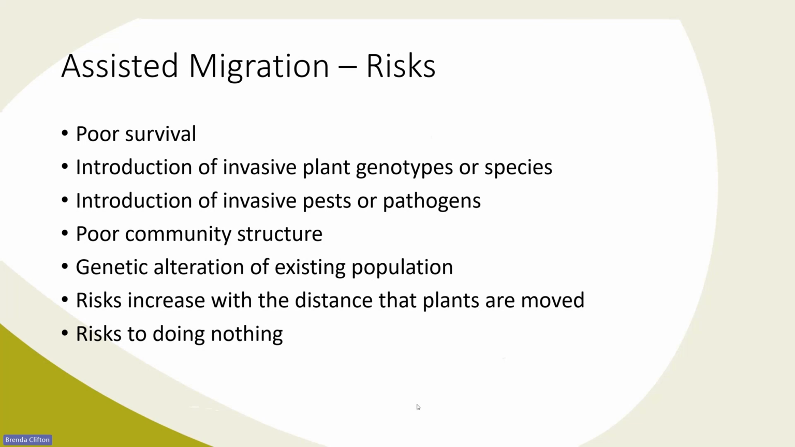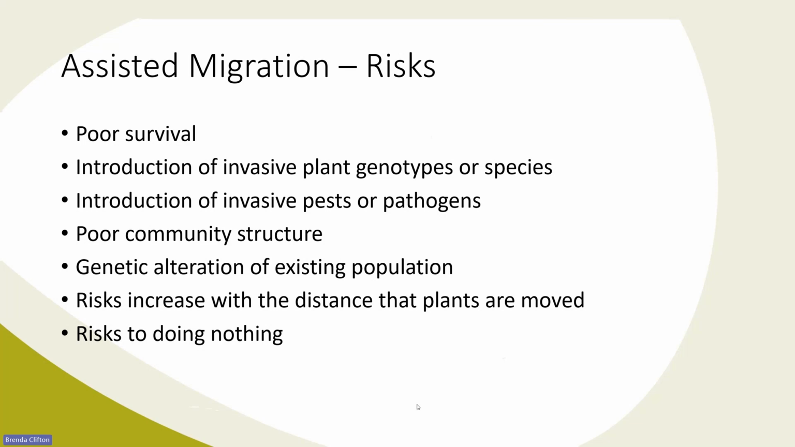Assisted migration could result in poor community structure. For example, if you're moving a redwood from California, are you also moving the understory ferns that come with it? And if you put it into a riparian planting in Western Washington, is it going to fill the same role that it fulfilled in California? We really don't know the answers to these questions. There's a risk of genetic alteration of existing populations for the worse.